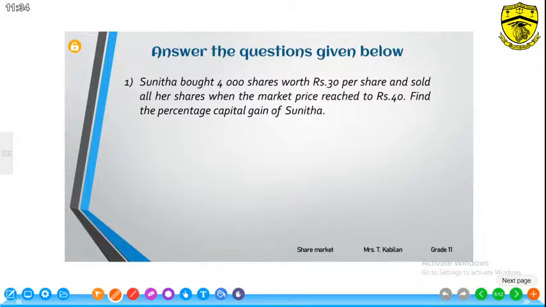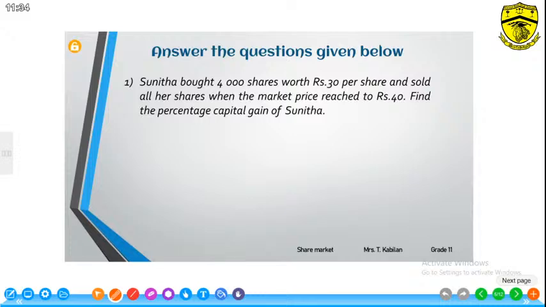Okay, after you have understood the meaning of it, now you will be able to do the questions easily. Now go to question number 1. Sunita bought 4,000 shares worth rupees 30 per share and sold all her shares when the market price reached rupees 40. Find the percentage capital gain of Sunita.